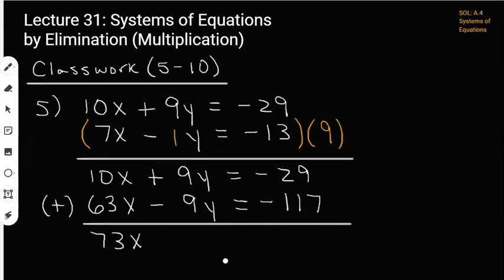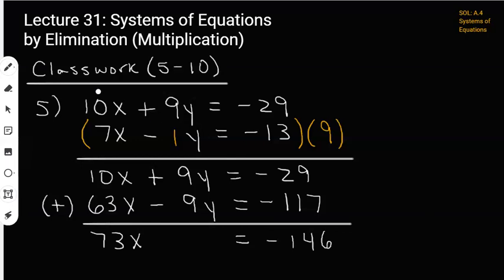Let's do the y's now. I've got 9y plus negative 9y. That's going to give me 0y. And since it's 0, I don't need to write it. I'm just going to bring down the equal sign. And then the last thing I need to do is add up the numbers over here. And when I add up negative 29 and negative 117, I'm going to get a negative 146.